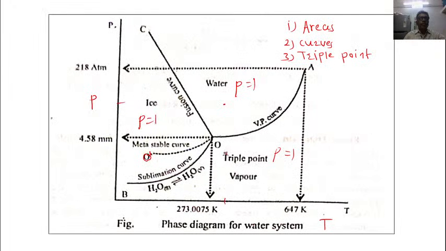So this is the phase diagram for the water system. With reference to the phase diagram, we have explained the number of phases, the number of areas, number of curves, the triple point, and we applied the phase rule to the one component system.